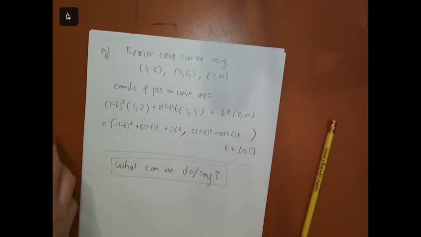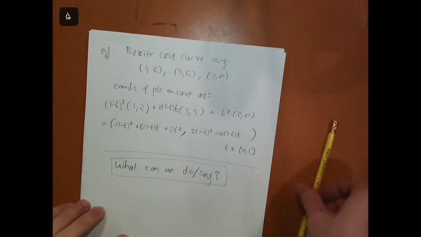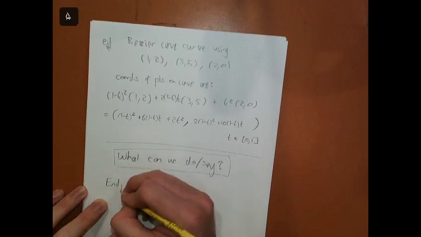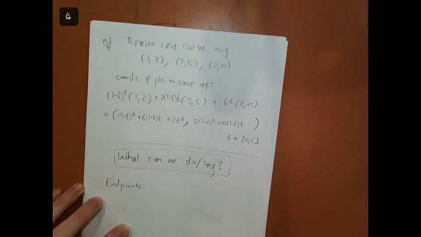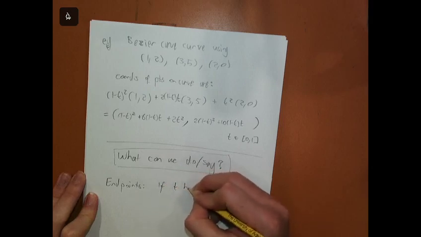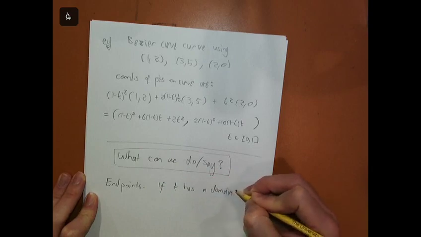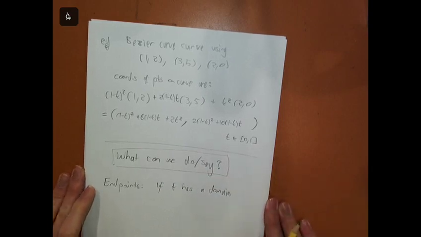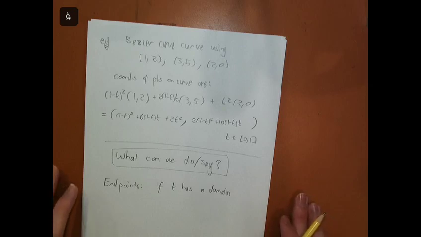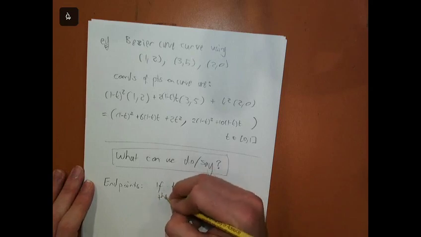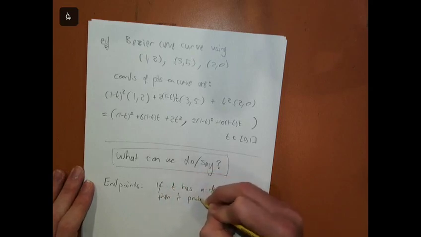Okay. Well, you can always find the endpoints of a curve if it has endpoints at all. So your Bezier curve, for example, has endpoints, has a beginning and an end. So if t has a domain, I use that word deliberately, that's the correct word for it, because it is technically a function from the set of numbers that t can have into the plane. Then it probably has endpoints.